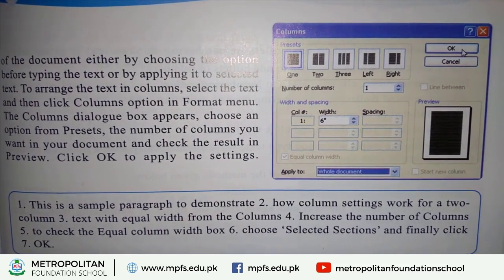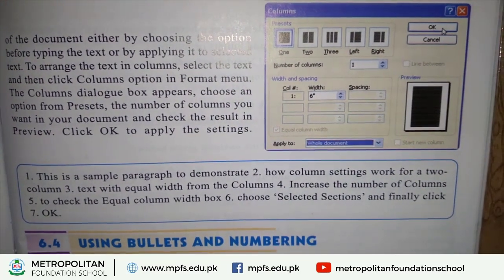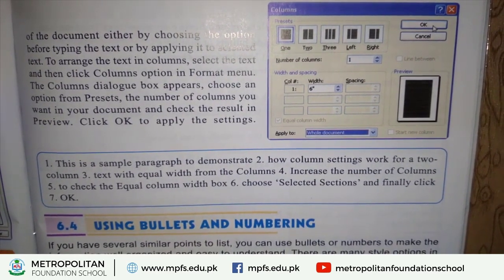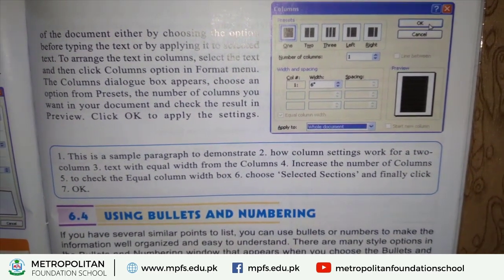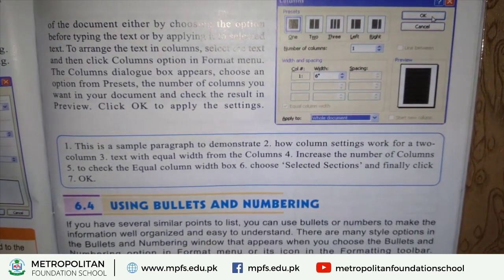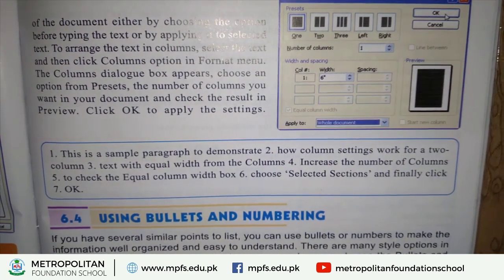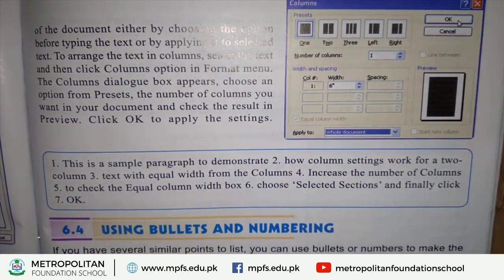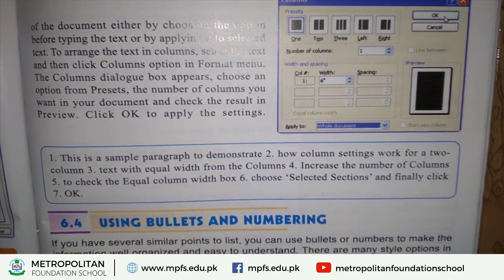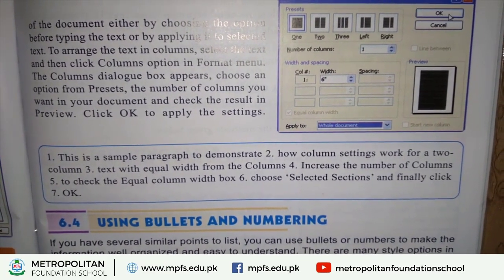In this sample paragraph, see how the column settings work for 2 columns, 4 columns, text with equal width. From column 4, increase the number of columns, 5, to check the equal column width. Box 6, choose the select options and finally click the last OK. Now you understand line spacing, paragraph spacing, and using columns.